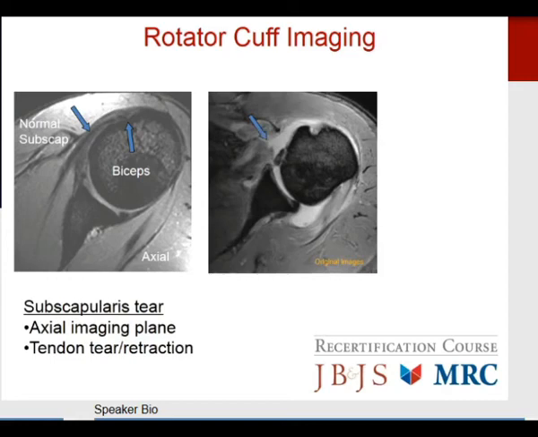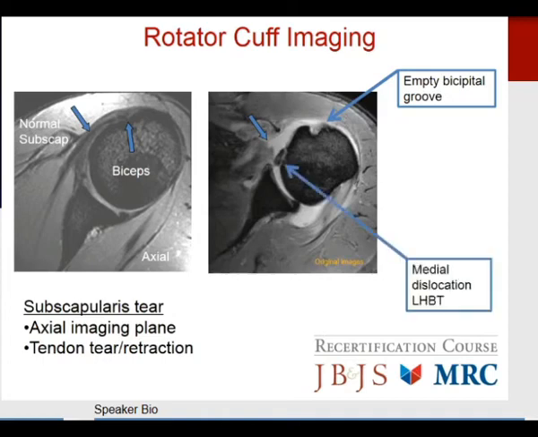With the tear of the subscap, you'll see full thickness defect, retraction, fluid signal in the expected location. If we look in the bicipital groove, we see that it's empty. There's no normal long head biceps tendon within the bicipital groove. And we look into the joint space and we see that there's medial dislocation of the long head biceps tendon associated with disruption of the subscapularis tendon, the bicipital sling, and the transverse humeral ligament. So this is a common complex that we see most often depicted in the axial imaging plane.